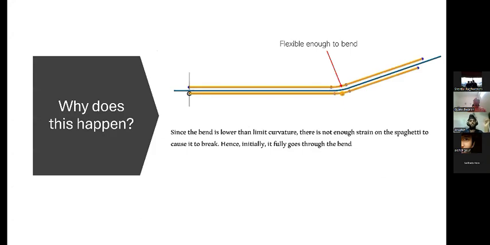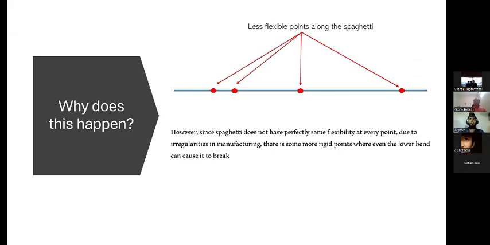Why this happens is, since the bend is lower than the limit curvature, for about 10 and 15 degrees, for example, there is not enough strain on the spaghetti to cause it to break. Hence, initially, it just fully goes through the bend without breaking. But as I mentioned earlier, a spaghetti is not an ideal rod and it does not have the perfectly same flexibility at every point. The limit curvature varies across the spaghetti for every point due to irregularities in manufacturing and whatever. Hence, there are some points that are more rigid than others, where even the lower bend of the tube can cause it to break.